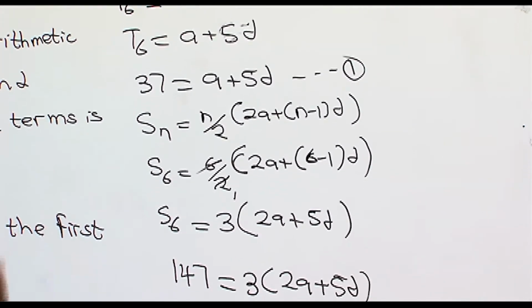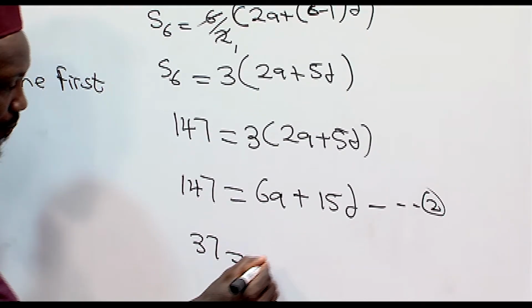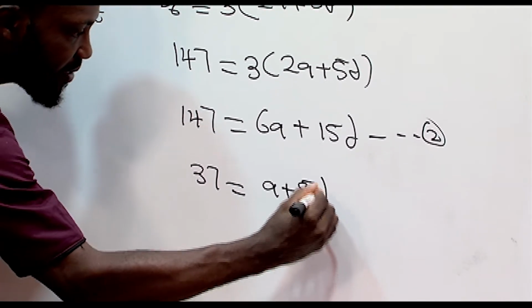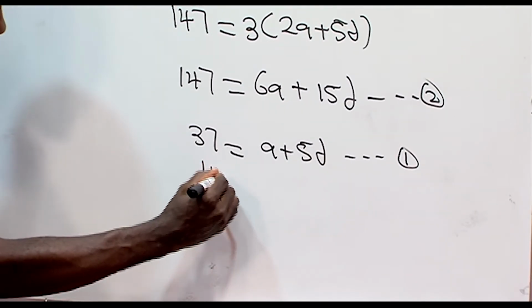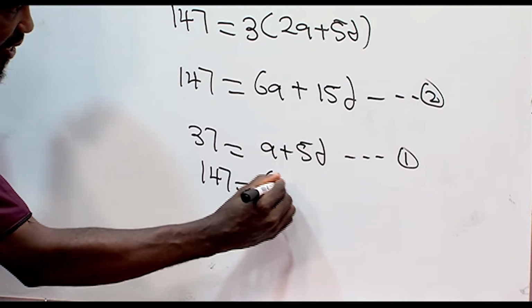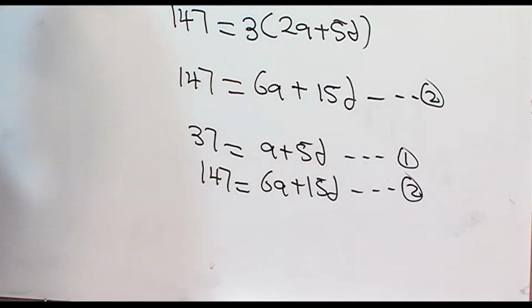So by bringing these two equations together, we have 37 = a + 5d, remember, equation 1. Then the other one is 147 = 6a + 15d. This is equation 2. Now from here, we can solve this simultaneously.